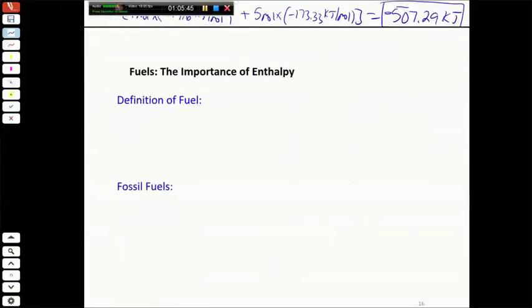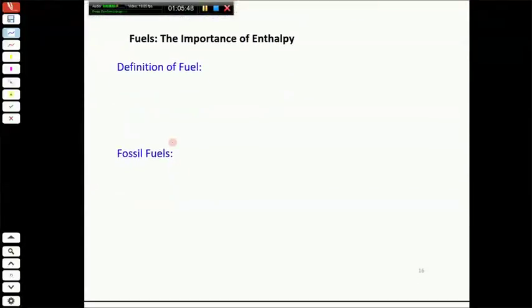But in the case of enthalpy, I think it's very important because it's a really key concept when we talk about energy and fuels, which especially in the city of Houston is a very big deal, and really everywhere in the world, because you can't do anything without a reliable source of energy. So that's really what the importance of enthalpy is, and especially in fuels.